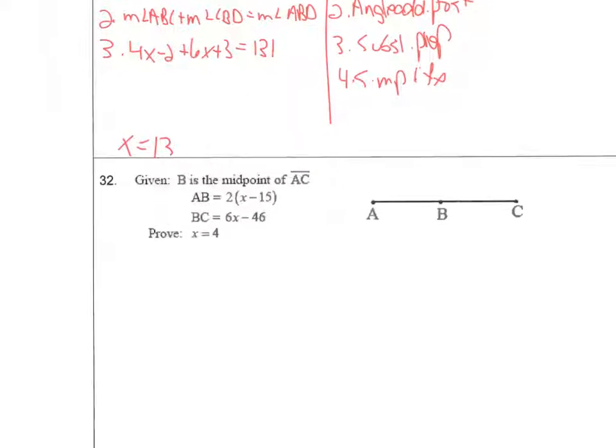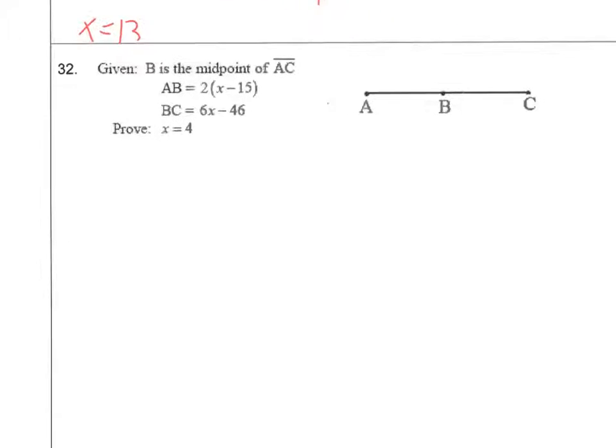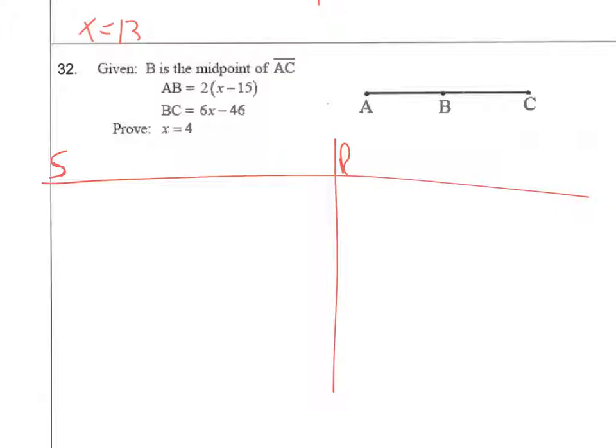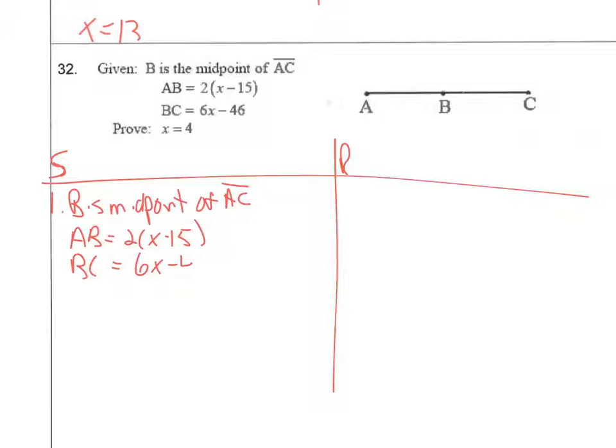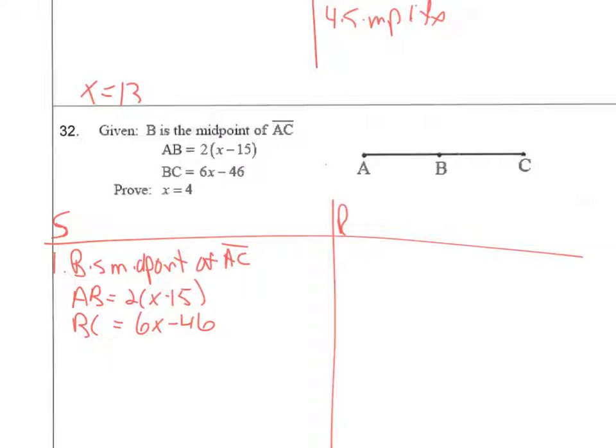Let's go to this last one. This is the one we've seen several of, but people keep messing up. Again, we're going to have statements. We're going to have reasons. Number 1, obviously, is all the given. B is midpoint of AC. AB equals 2 times x minus 15. We're going to have a distribution at some point. BC equals 6x minus 46.